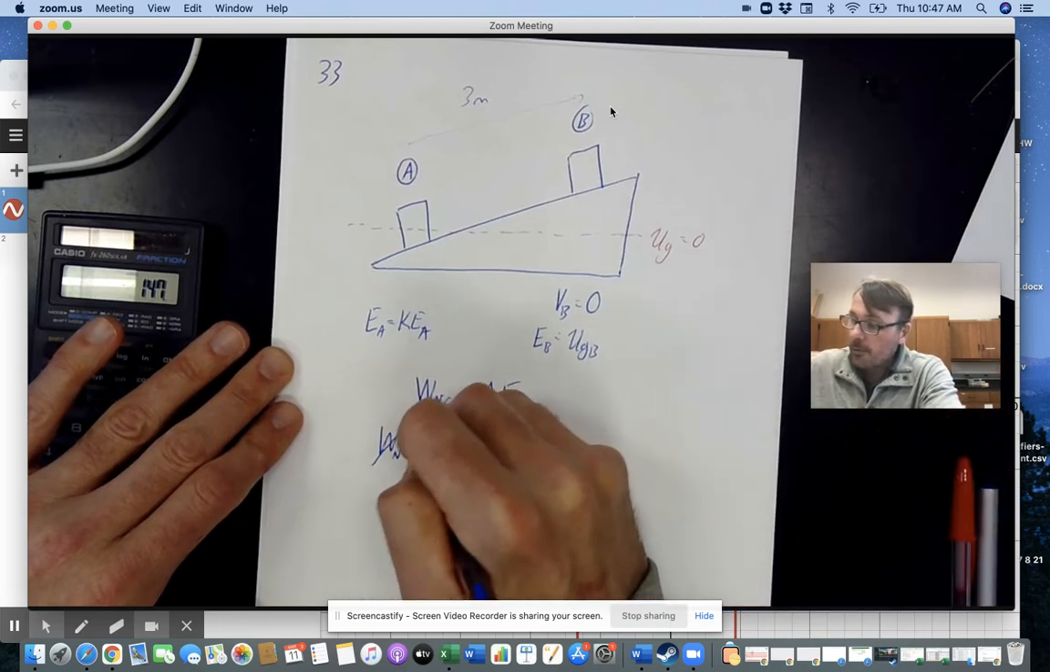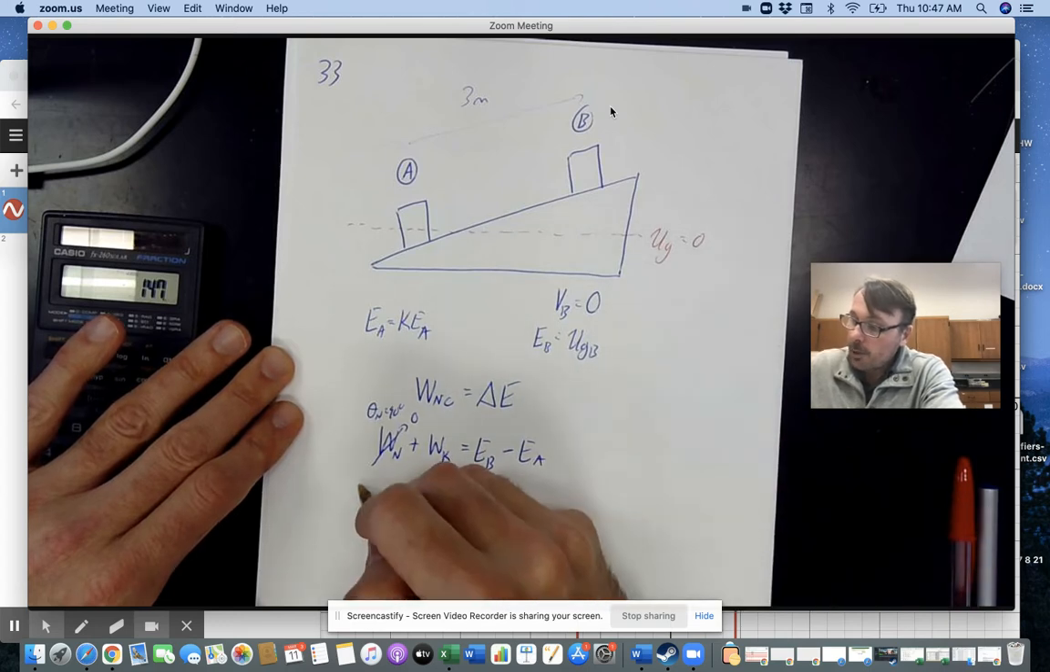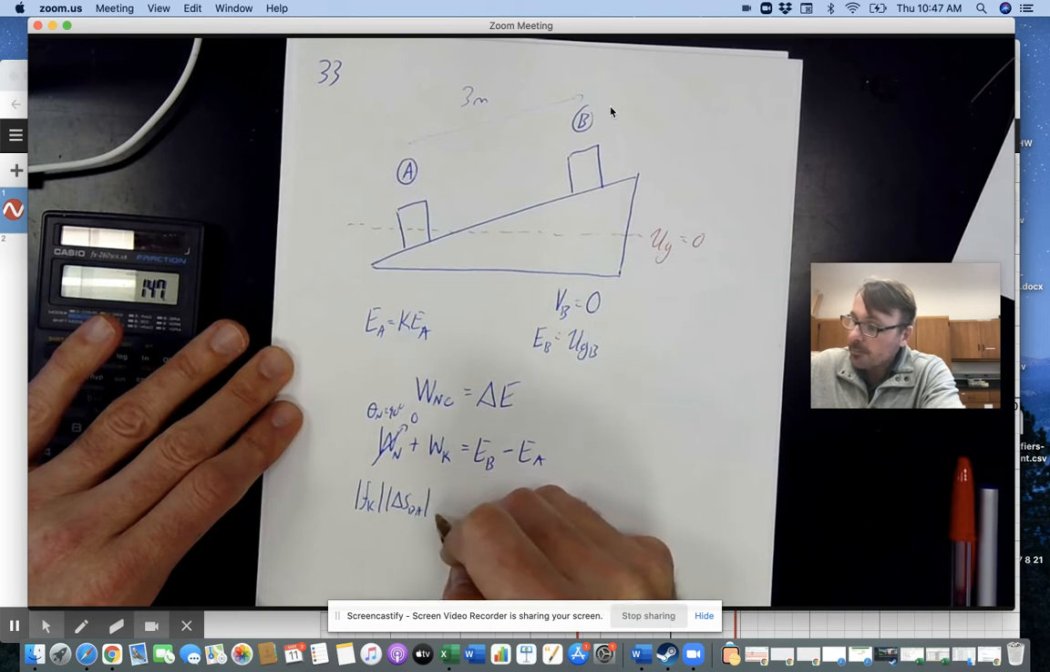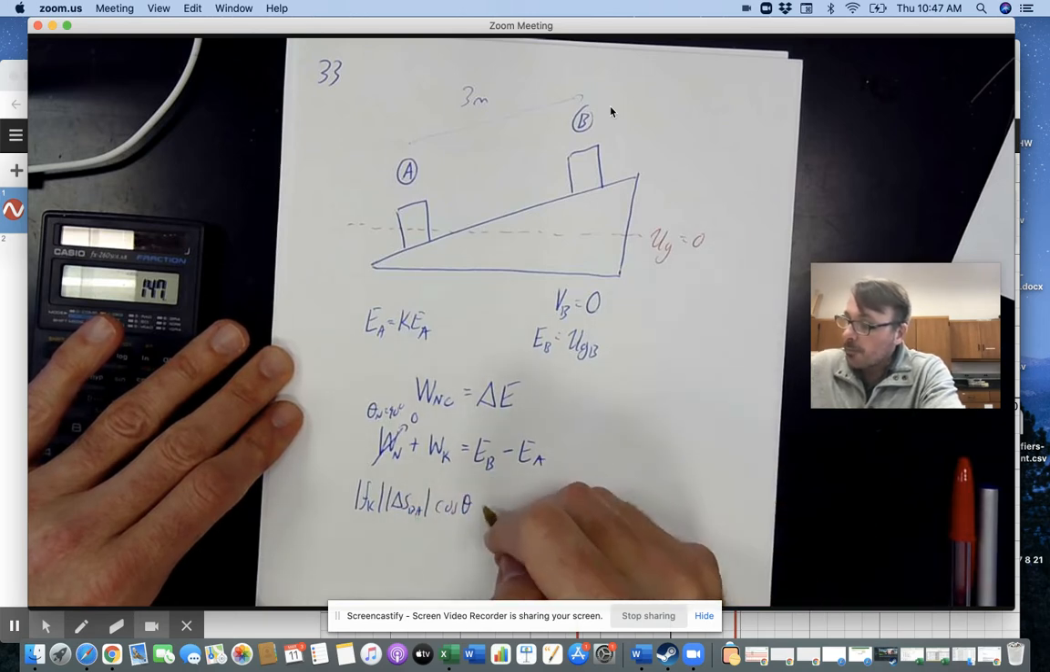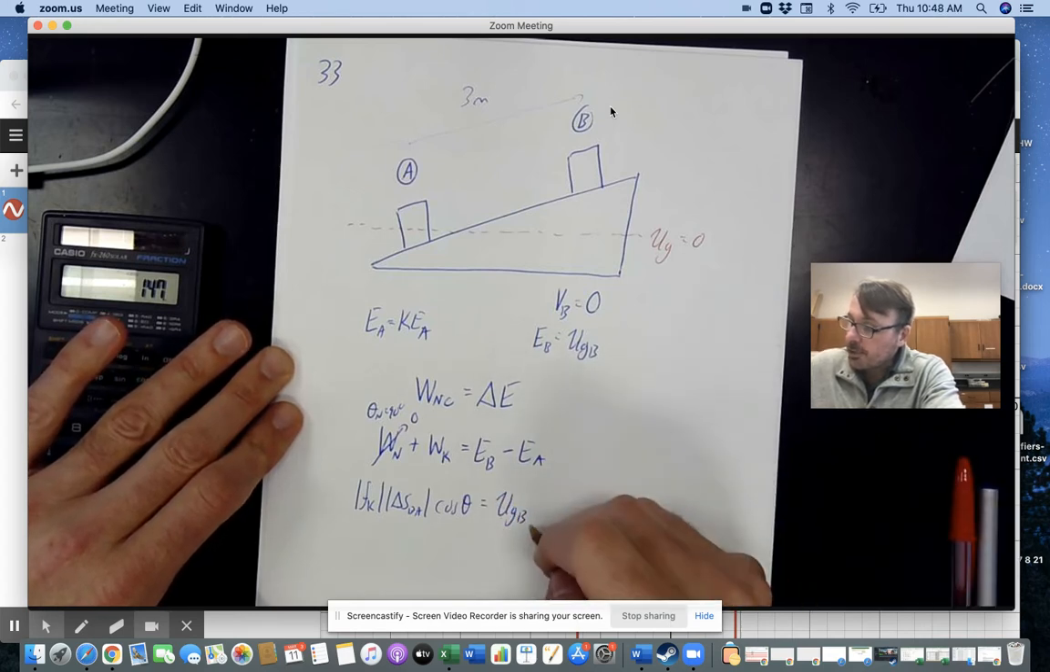I know the work done by the normal force is 0, because theta normal is equal to 90. I can put in place what I know about the frictional force. That's going to be Fk. What is the displacement between B and A? Cosine of the angle is equal to — this becomes the gravitational potential energy at B minus the kinetic energy at position A, right?